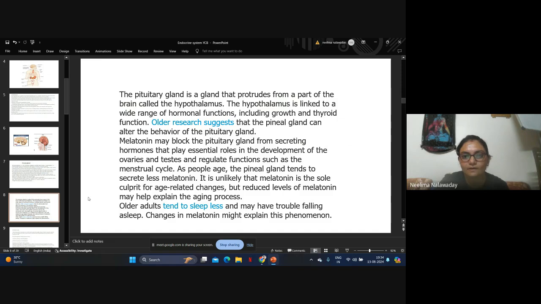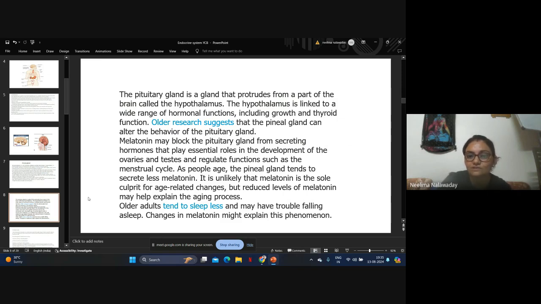So what happens? One more research is going on this gland related with growth and thyroid function. So the pineal gland can alter the behavior of the pituitary gland. It has that effect also because it is also located in the brain, and melatonin may block the pituitary gland from secreting hormones that play an essential role in the development of the ovaries and testes. This is interesting because now lots of people are experiencing ailments related with ovarian function, testes, or testosterone levels. That is because of their disturbed sleep cycle, and that's why this pineal gland is disturbing ovarian and testes functions also, and even influencing the menstrual cycle.